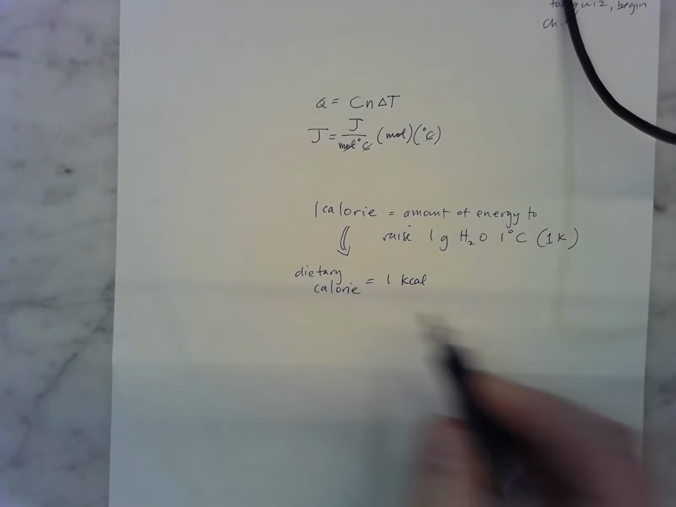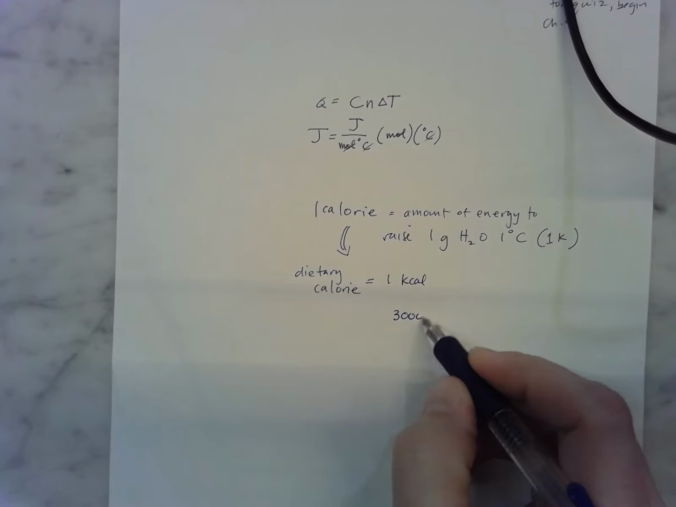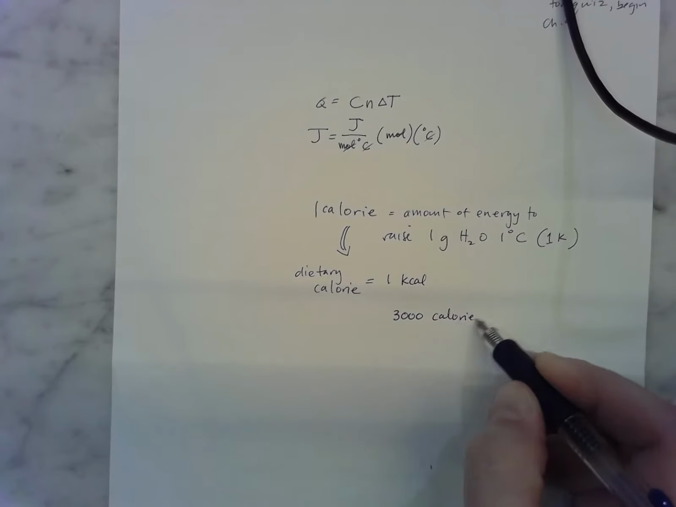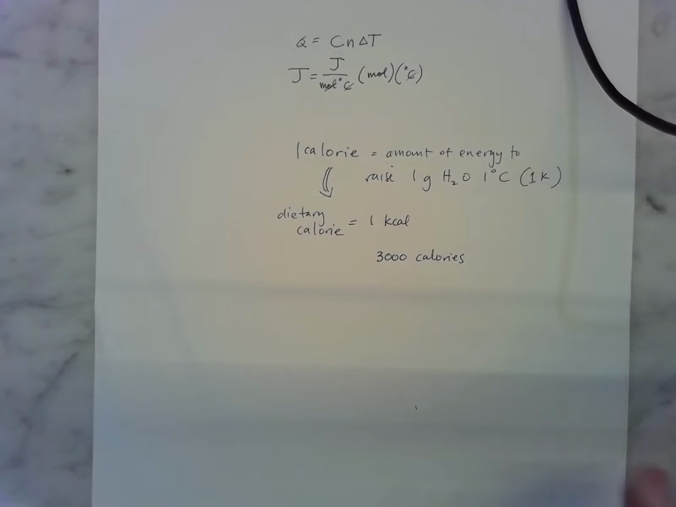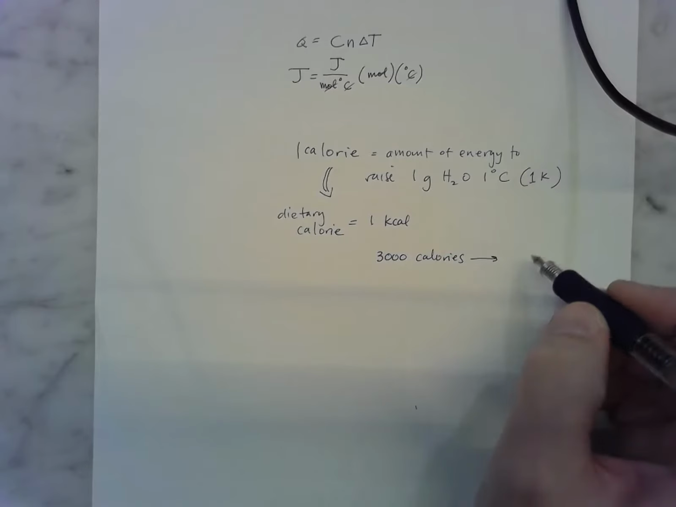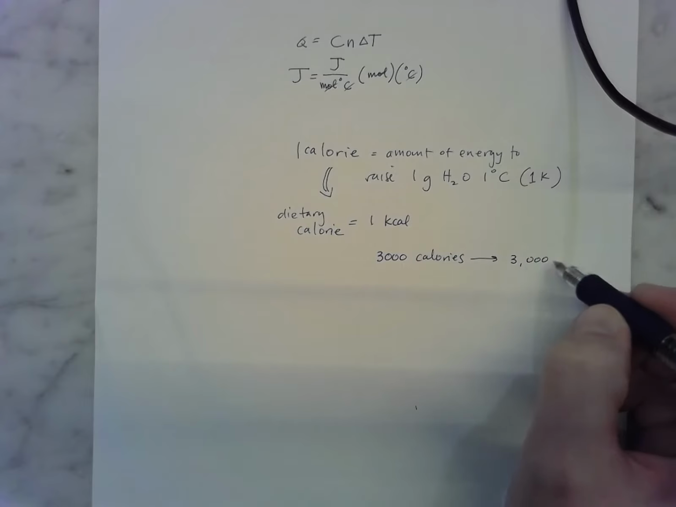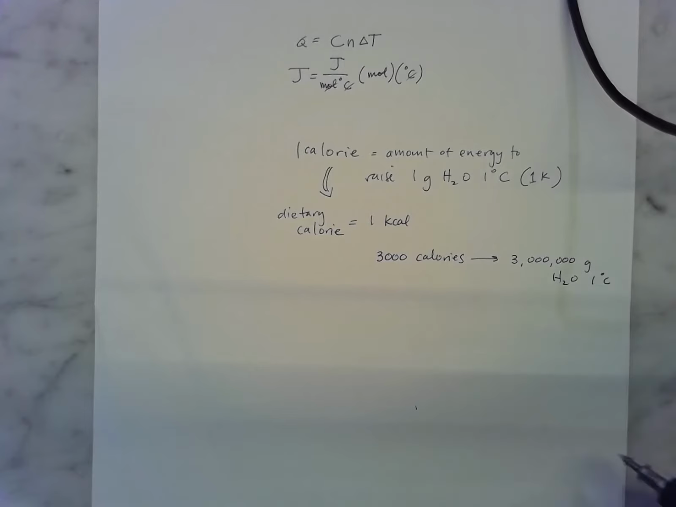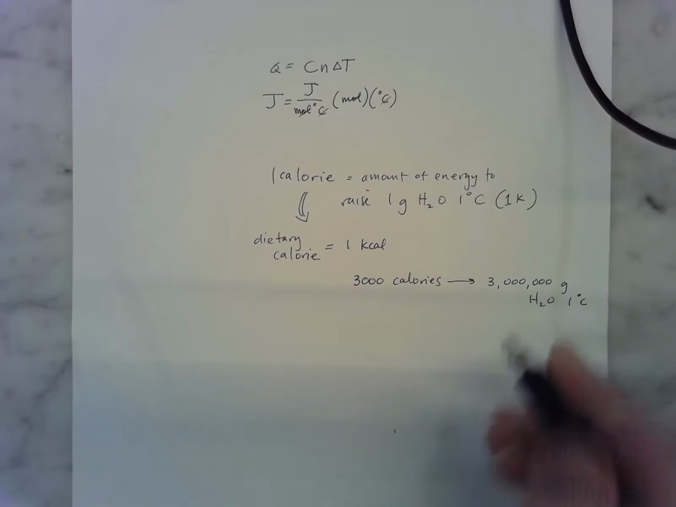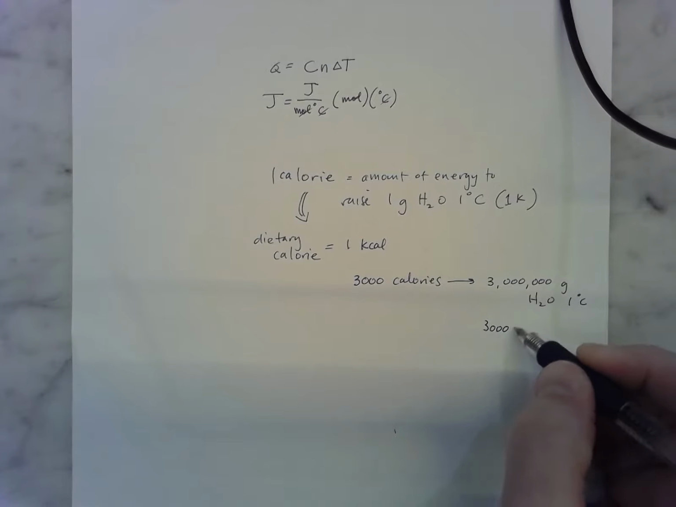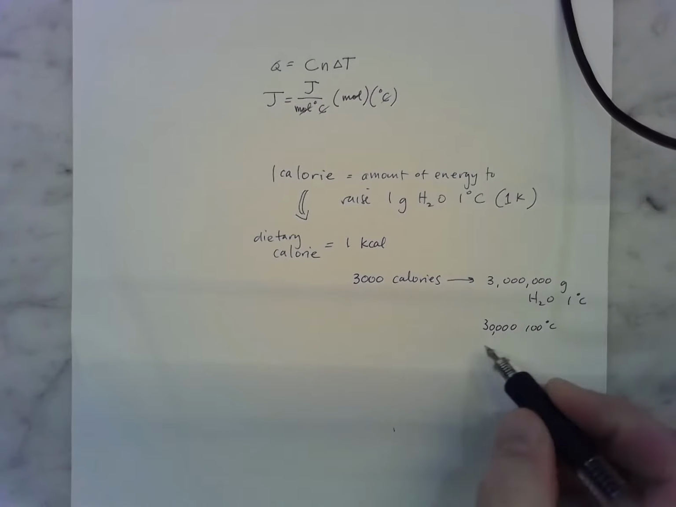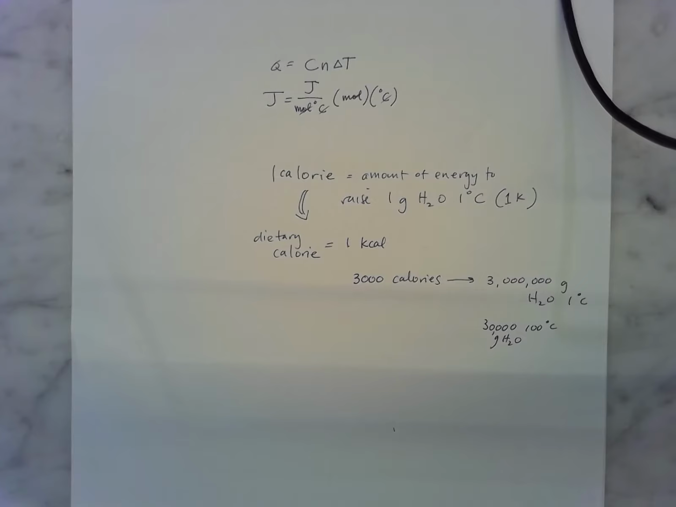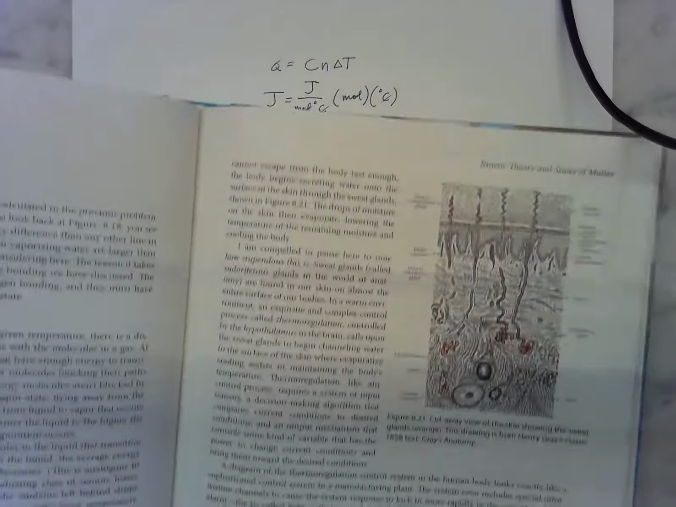Okay, so when you eat 3,000 calories, because you're young and your metabolism burns them all off, okay, you actually would be able to heat 3 million grams of water 1 degree C, or, you know, just doing the math there, you could do 30,100 degrees C grams of water. Okay? Just a note. Okay? Don't be confused by that. It's a good thing to know.